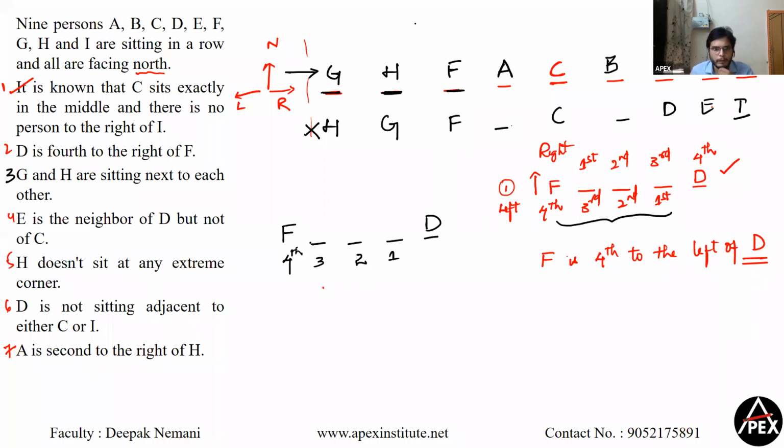Yes, two students asked me that. There should be at least 4 persons sitting to the left of D.